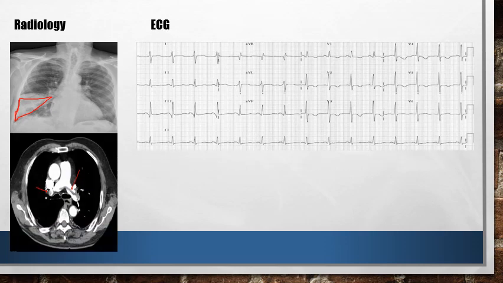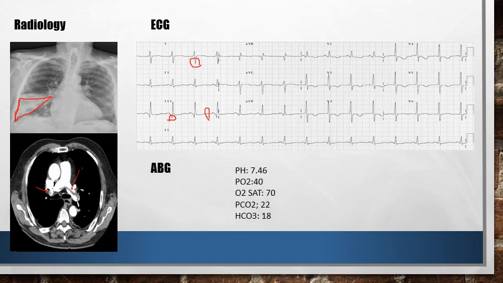These were the ECG changes here. We have S1, as we said, Q3, and inverted T in lead 3. So we have the S1, Q3, T3 pattern, which is suggestive of pulmonary embolism.